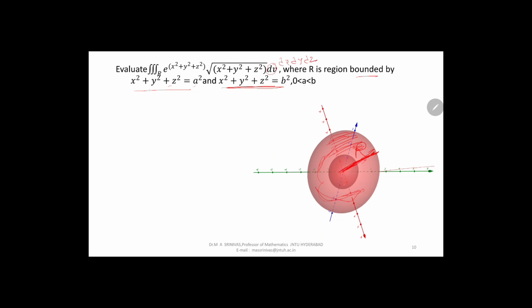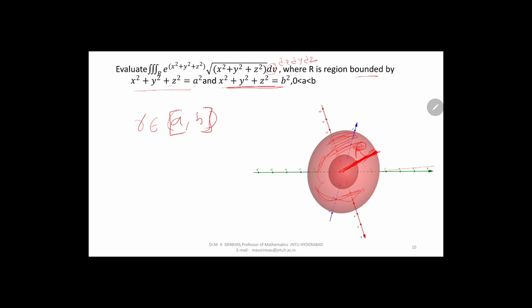First of all, I need to take a point here. That point I may take here, or here, or anywhere in between these two. If I take this point here, the R value will be A. If I take the point here, the R value is B. In between, whatever point I take, the R value will be in between A and B. Therefore, the R limits are A to B.